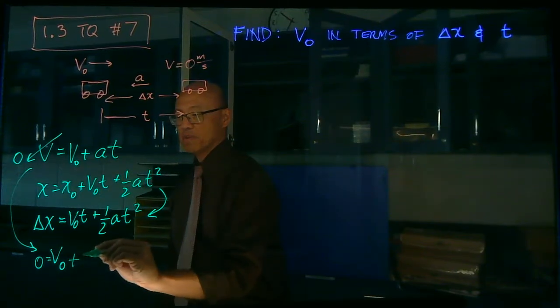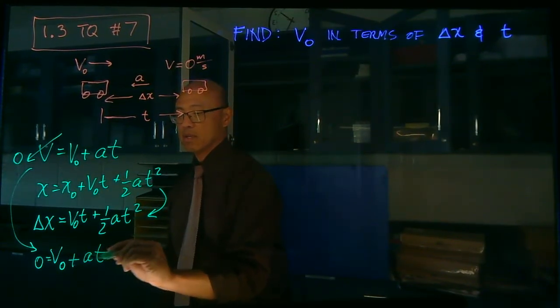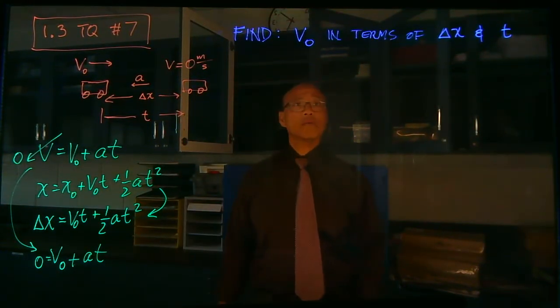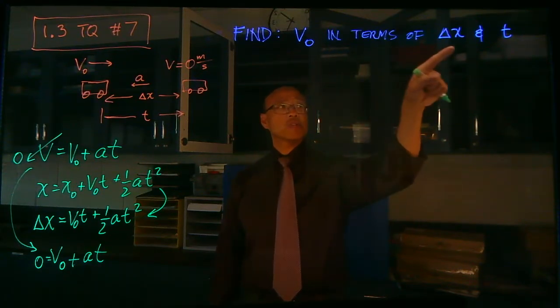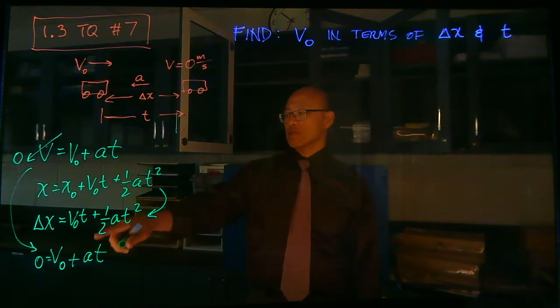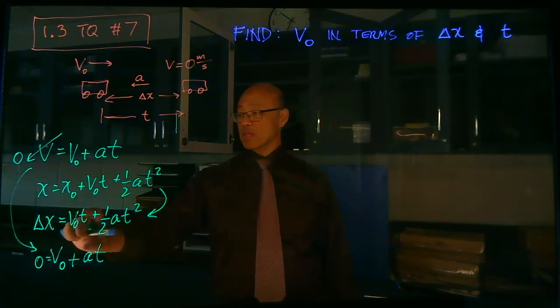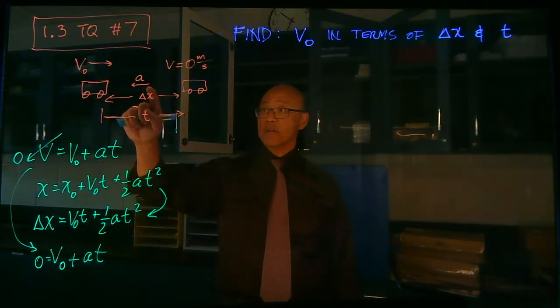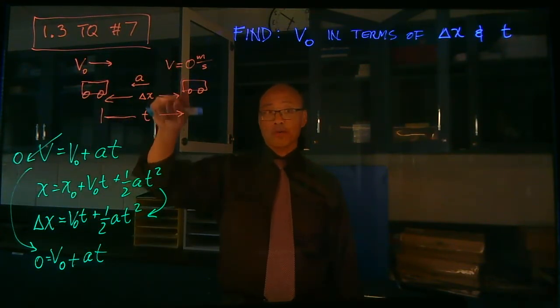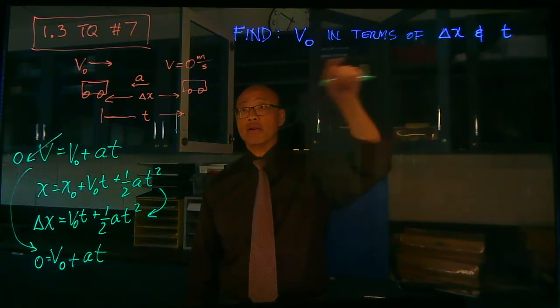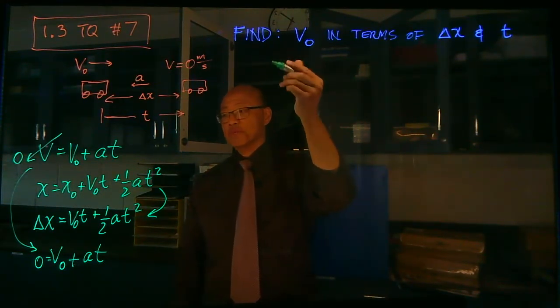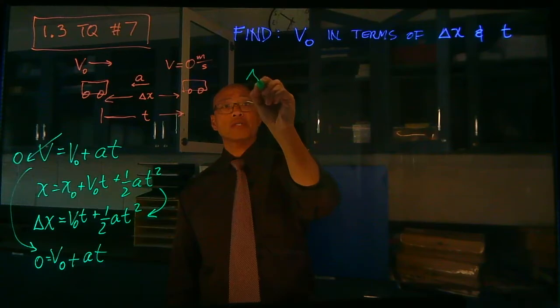0 equals v naught plus a t. Okay, so what are we trying to find? V naught in terms of delta x and t. So I'm going to grab these two because now these two forms have been customized to match this picture, to match what I've got here and the fact that my velocity is 0. So I'm just going to write them both out again to help my brain see what's going on.